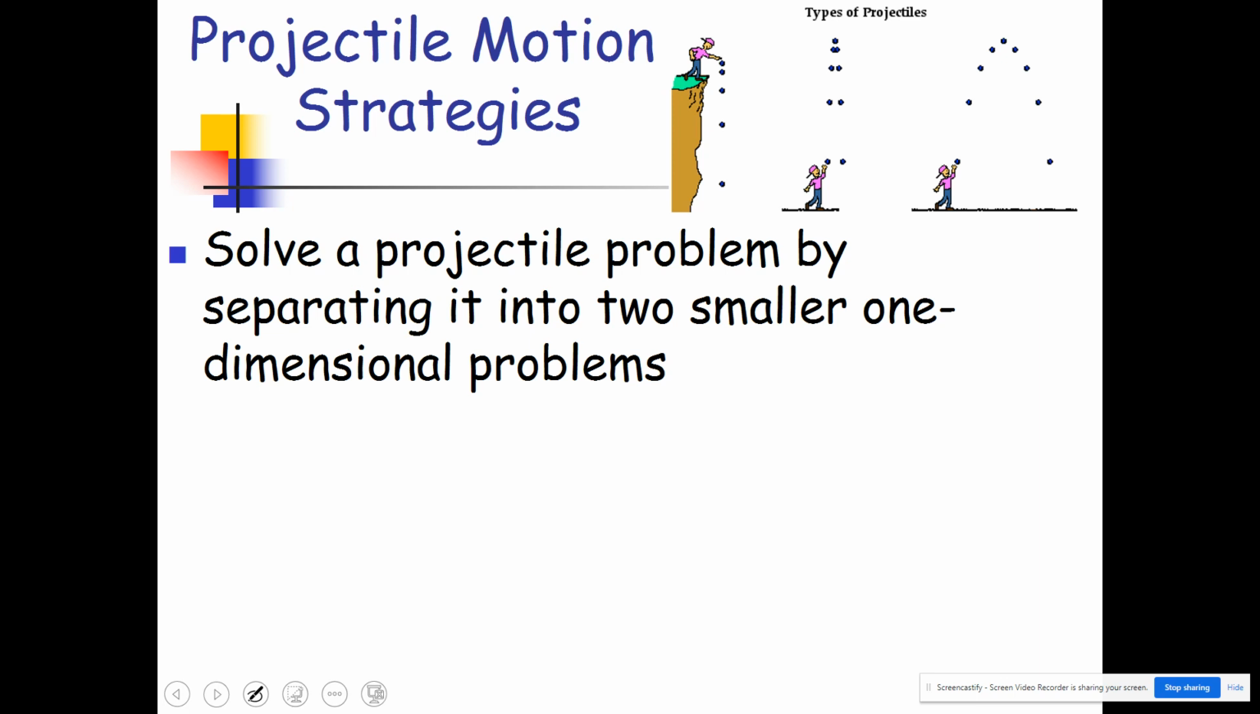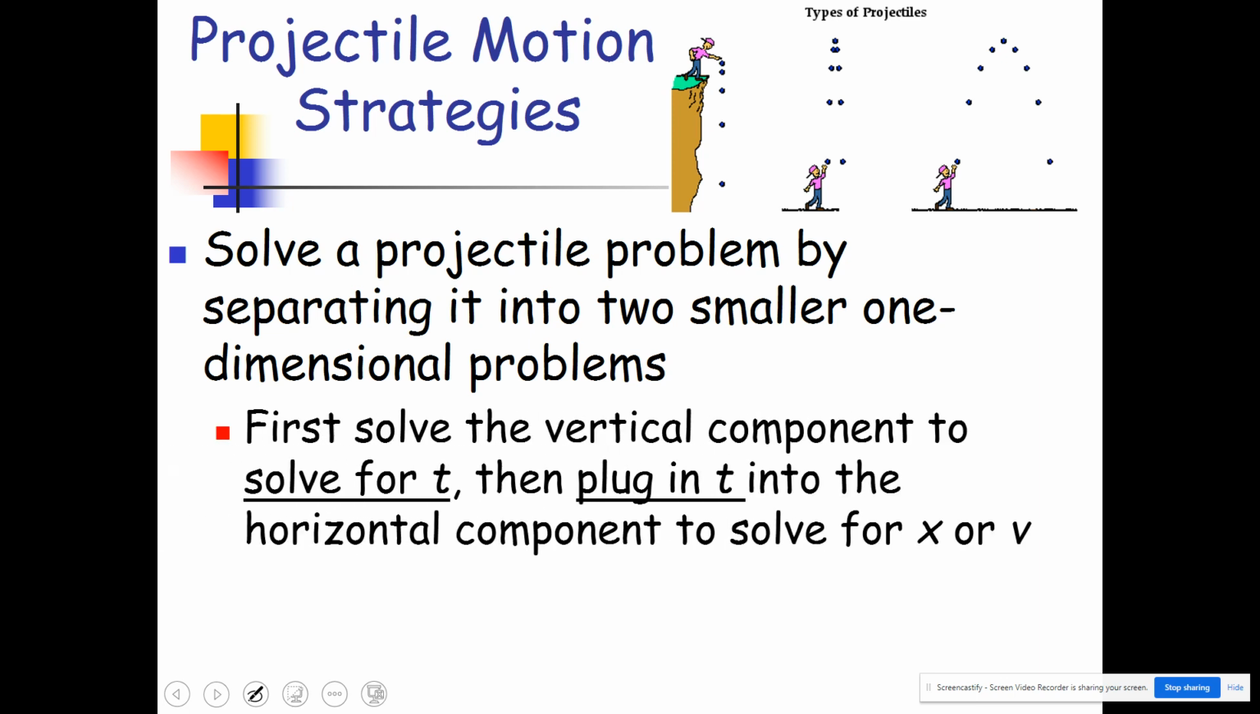one-dimensional problems. We need to have a horizontal component and a vertical component, and we'll use a separate equation for both of those components. And because it's the same cannonball being shot, they're actually related by time. So what we're going to do is first figure out how much time that cannonball is going to be in the air.